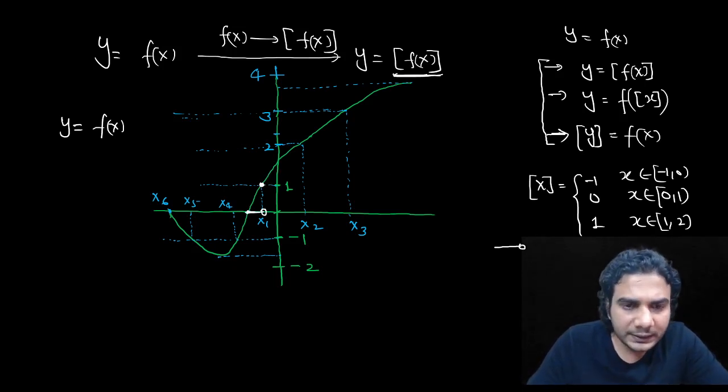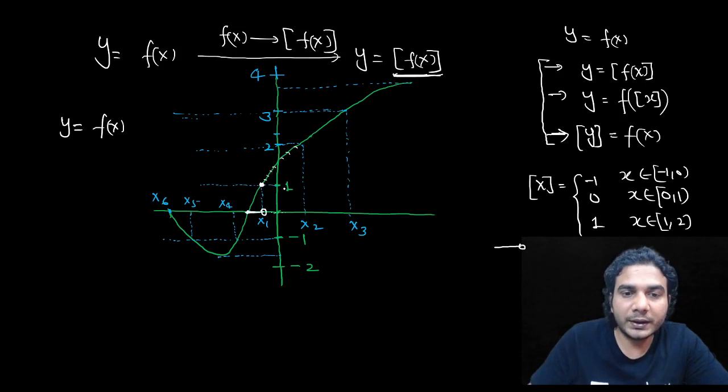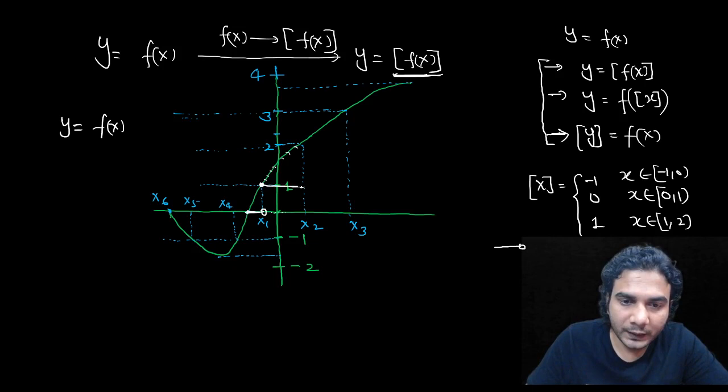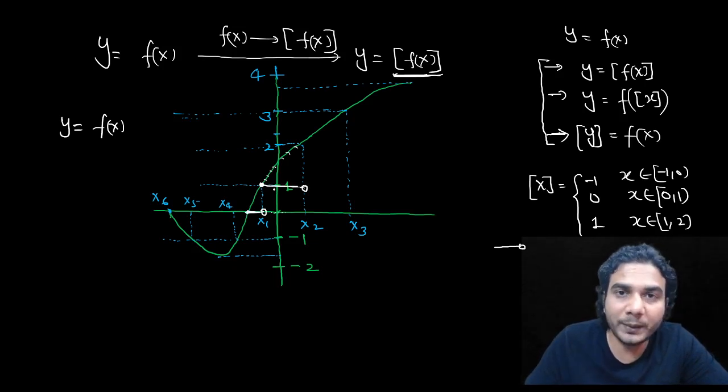Okay, so now you can see between x1 to x2, this green graph of f(x) lies between 1 to 2. So the greatest integer of this portion, okay, I'm talking about this portion, is going to be now 1. All right, because all the values of f(x) are lying between 1 to 2, so this will become 1. And at x = x2, again you need to put open, because at x2 it is now 2. All right, now between x2 to x3, the greatest integer of this function is going to be 2, because f(x) lies between 2 to 3.